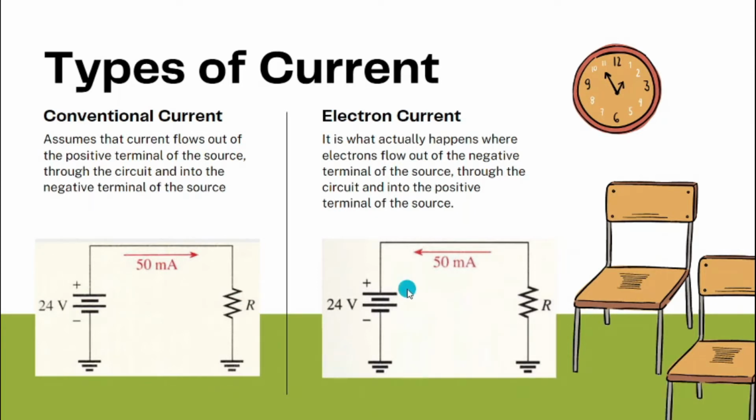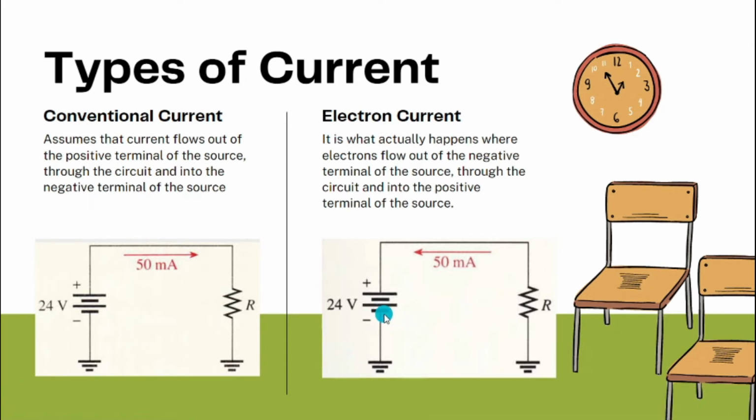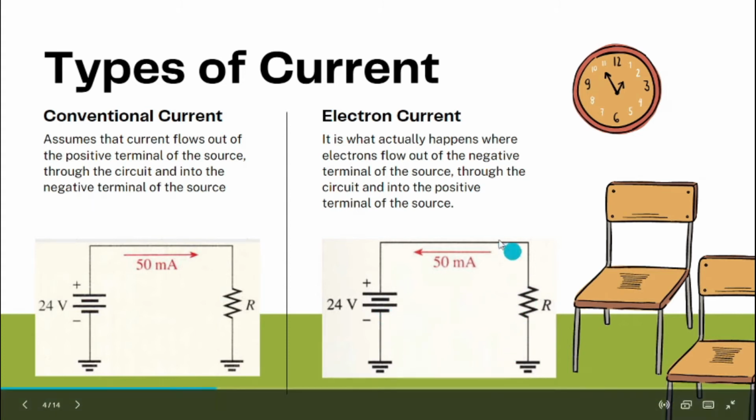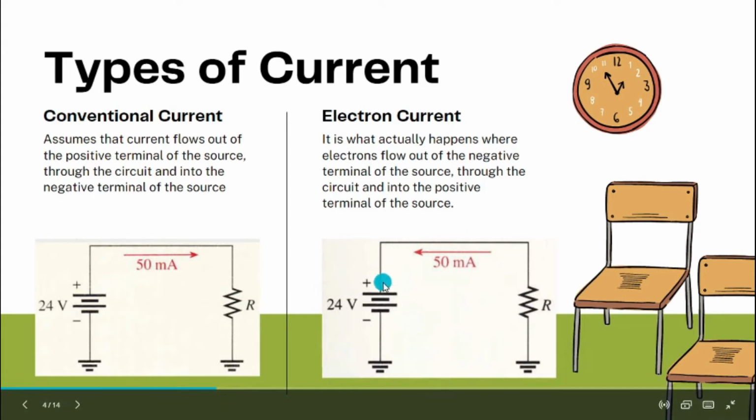Now mamaya gagamitin natin class, on our problem solving activities, itong electron current. So we always start our analysis from the negative terminal of our battery, then towards the positive terminal of our battery. Okay, so remember this electron current. It starts from the negative, then goes back to the positive terminal of our battery.